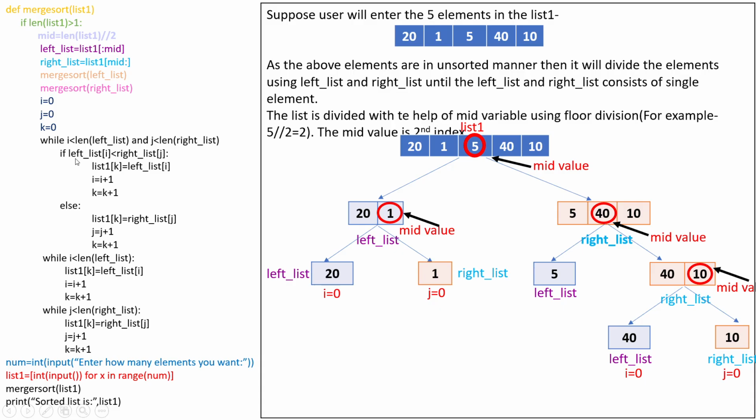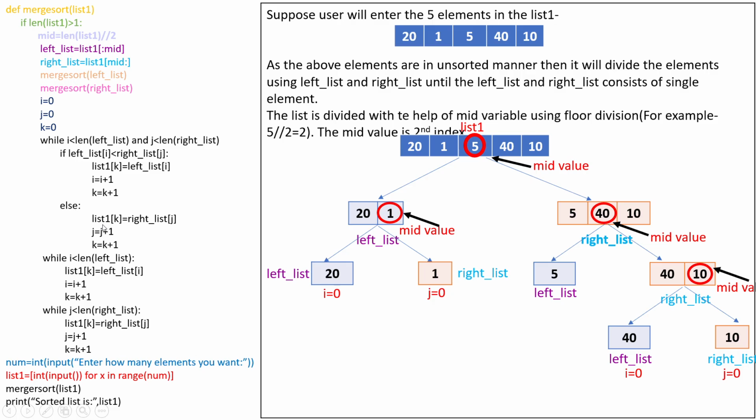If left list of i is what? 0. Left list of i means 40. Is 40 less than right list of j? j is 0, so right list of 0 is 10. Is 40 less than 10? False. So it will go in the else condition.